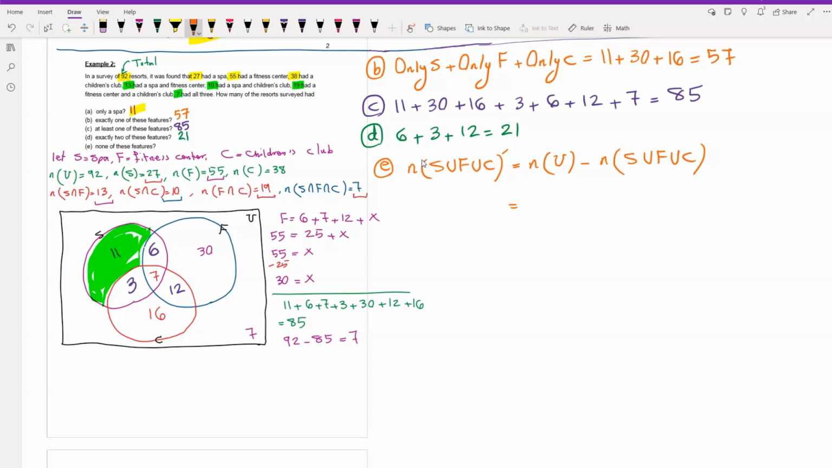So total what we have in the survey, we have 92. That is our universal, and subtracting what we had in part C, which was at least one of these features. So that is 85. This is the total number that we have in these 3 groups. So 92 minus 85, our answer is 7 for part E. These are our answers.